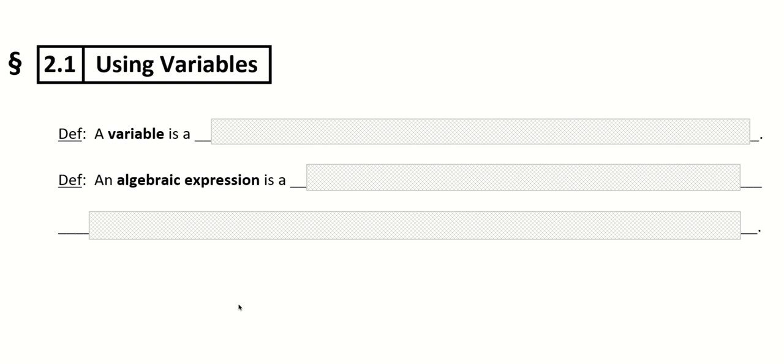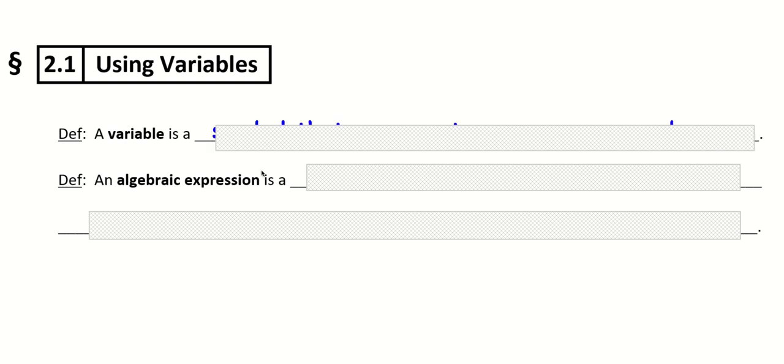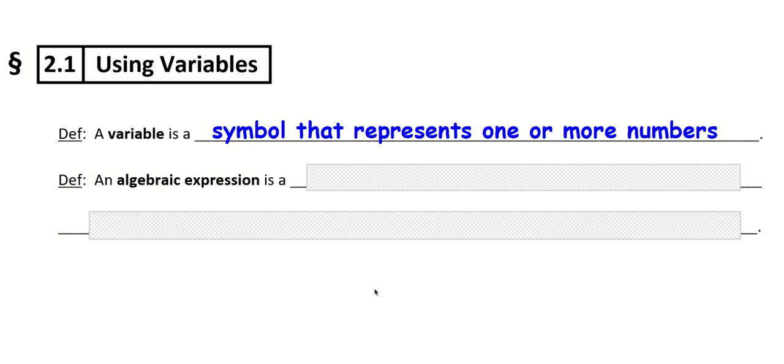Okay, this is section 2.1, the start of chapter 2, obviously, and the title is Using Variables. To jump right in, a variable, a word you've probably heard of before, probably not a new thing. A variable is a symbol that represents one or more numbers. Usually by symbol we just mean a letter of the English alphabet.